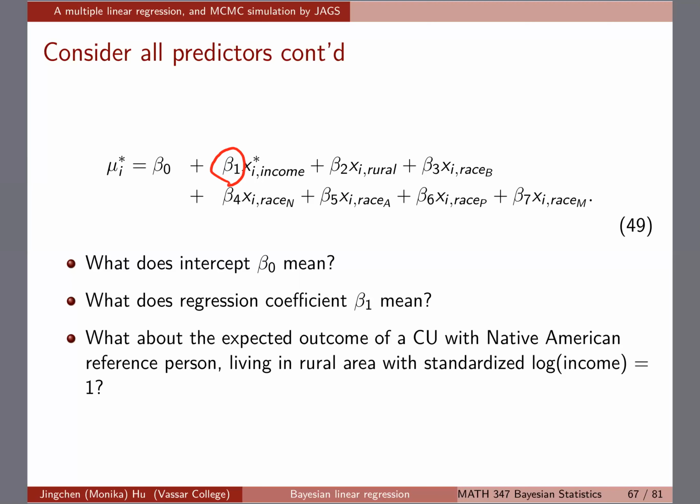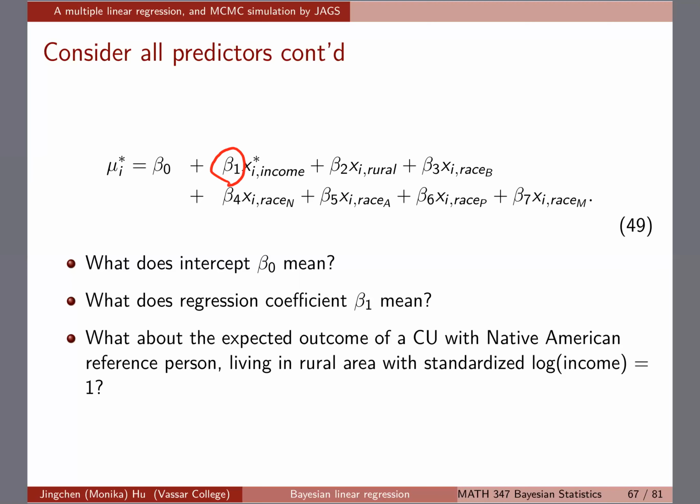A little bit tedious in terms of interpretation, but the key is that you have to hold everything constant. In this context, you're looking at 2 households or 2 consumer units. They're both in the same urban or rural status, and their reference person is in the same race category, but their difference is 1 unit in the log income, and that will capture the expected change between these 2. Okay. What about the last one?